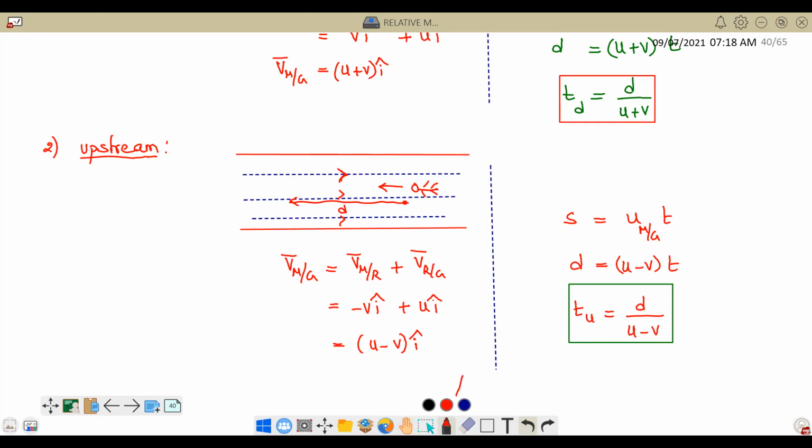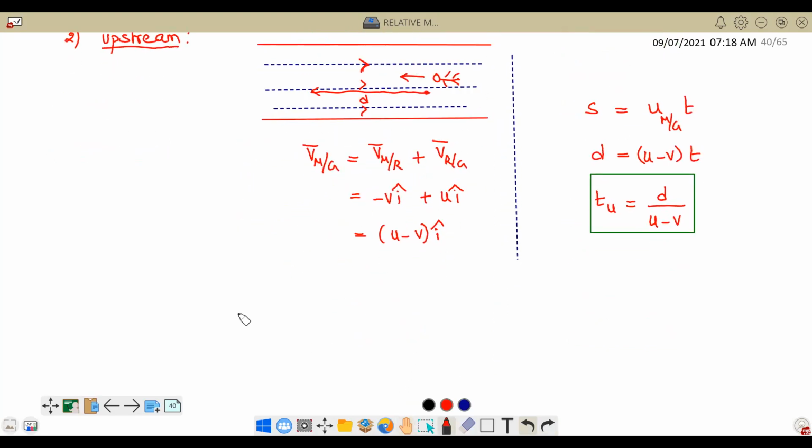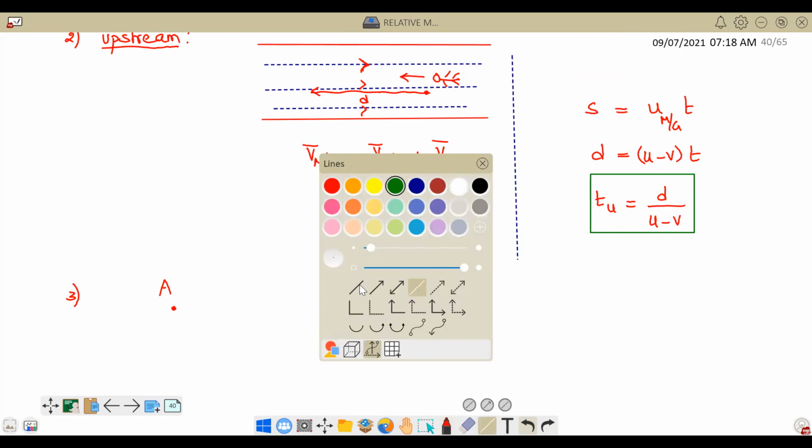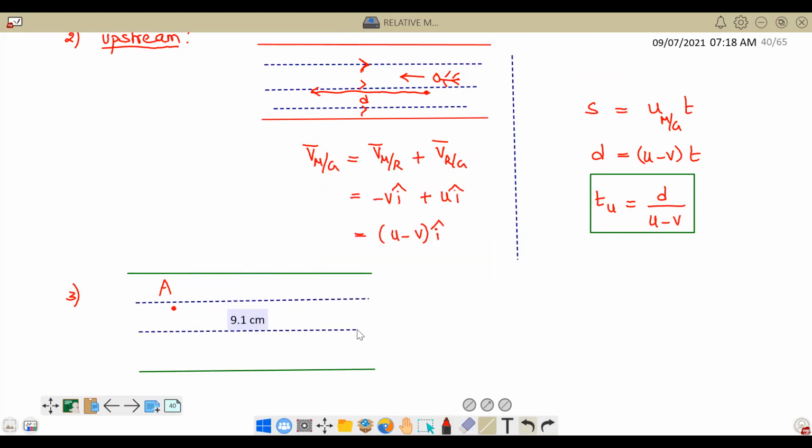So now, suppose the man goes, this is the third point. First point: downstream, upstream. Now, if the man starts swimming from point A, the river flow is always to the right side. Unless they specify otherwise, we can take it as the right side. So now there is a river flow like this.